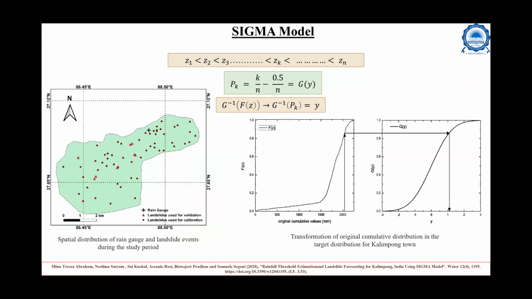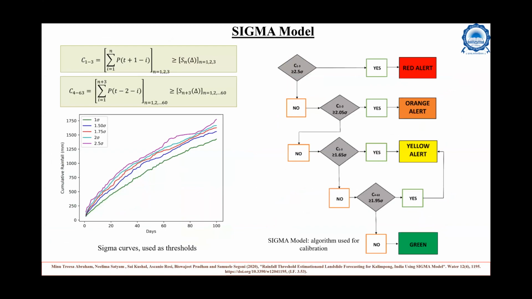Then the Sigma model, which is an algorithm-based model, has been developed at the University of Florence by my collaborator. So we applied the Sigma model on the study area, again on Kalimpong. We're taking all the data. This is the spatial distribution of the rain gauges and the landslide events in the study region. Then we tried to apply this to understand forecasting, like how to create a warning.